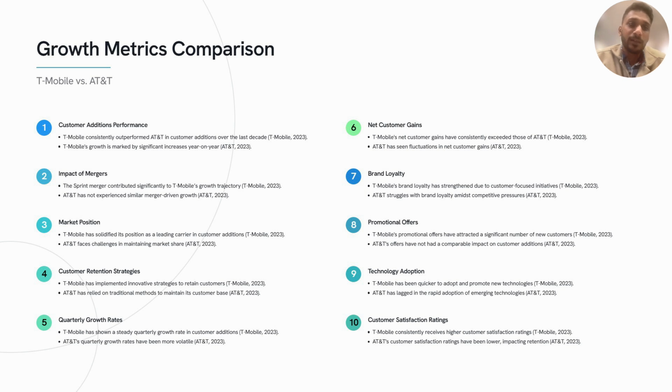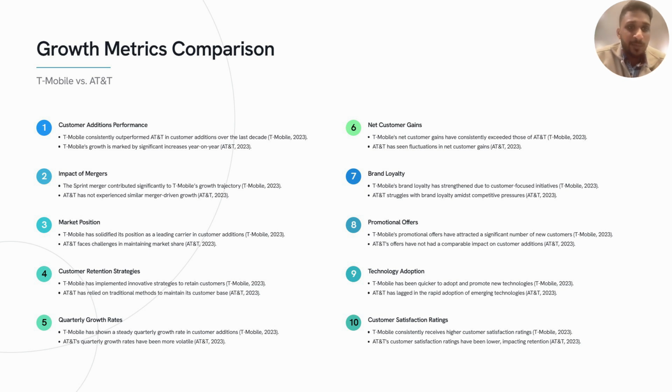In this slide, we can talk about the growth metrics comparison between T-Mobile versus AT&T. Number one, customer additions performance. T-Mobile consistently outperformed AT&T in customer additions over the last decade. T-Mobile's growth is marked by significant increases year on year. The second one is the impact of mergers. The Sprint merger contributed significantly to T-Mobile's growth trajectory, and AT&T has not experienced any similar merger-driven growth.